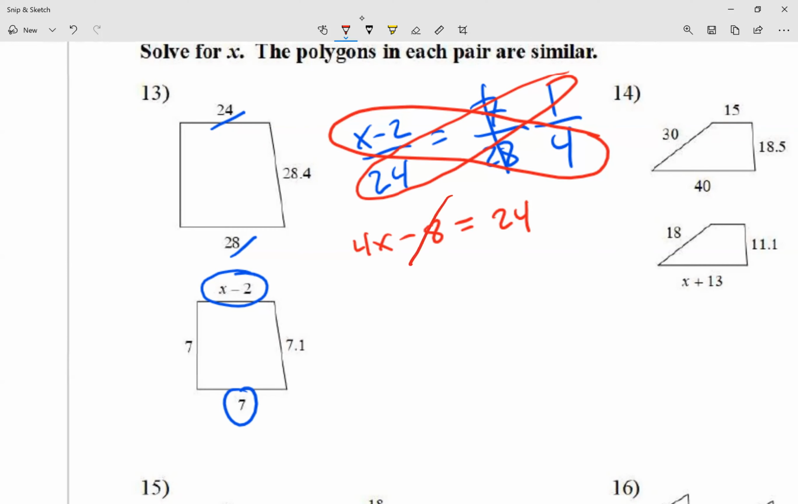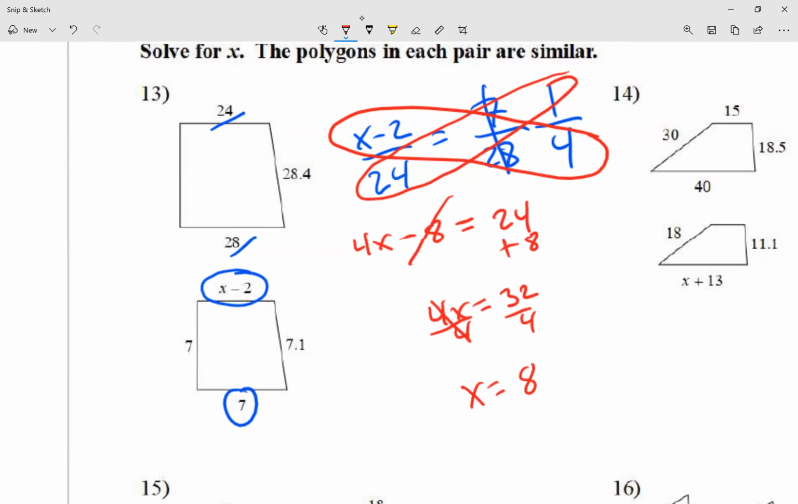All right, let me undo the minus 8. I'm gonna do it on this other side as a plus 8. So I get that 4x is equal to 32. To get rid of the 4, let me divide by 4. So I cancel out the 4. 32 divided by 4 is 8. Again, you don't have to type in x equals for your homework, just an 8.